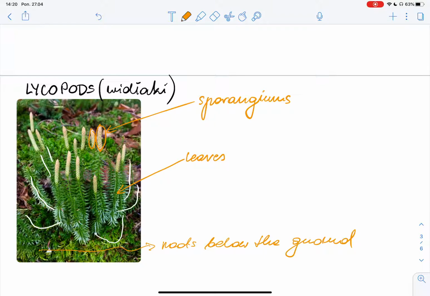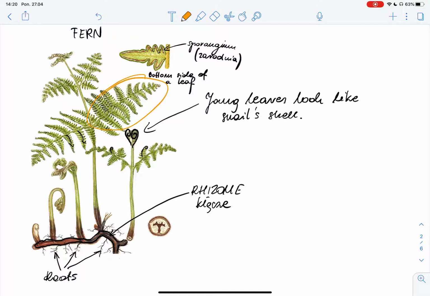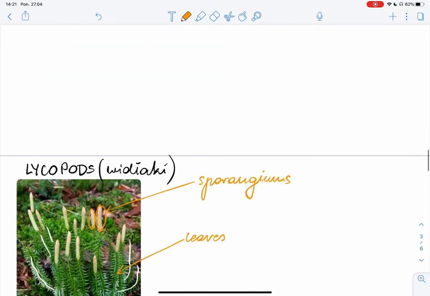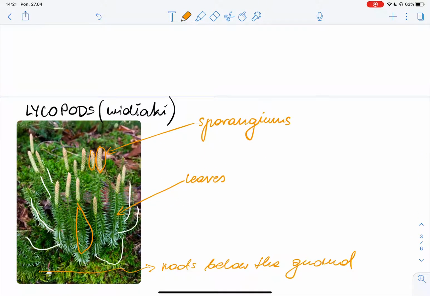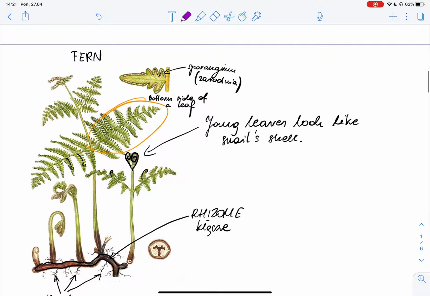So guys, what they all have in common is the fact that they have leaves. Here we have a leaf, here we have the reduced leaves, but they are still leaves. They also have sporangiums, which, in the case of a horsetail, grows on the top of spring shoots, and sporangiums, in case of ferns, can be found in a form of tiny dots on the backside of fern's leaf.